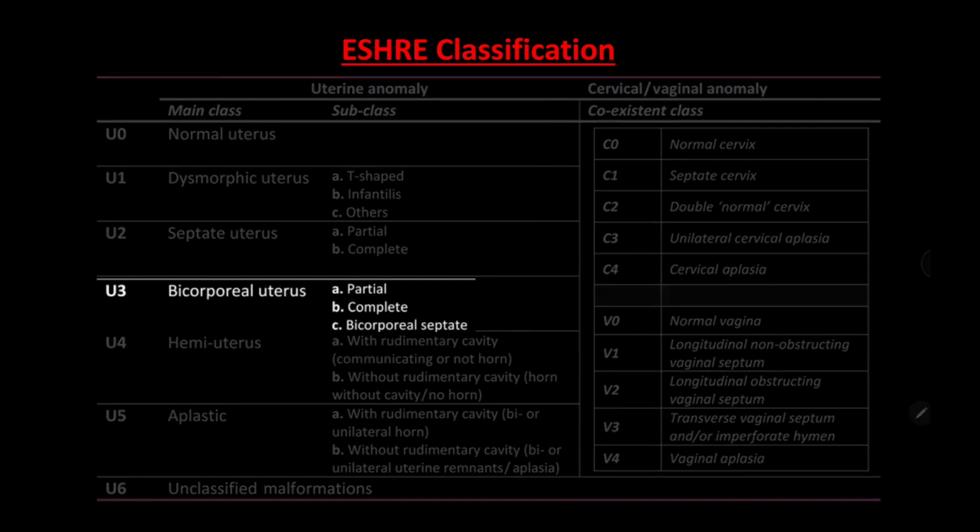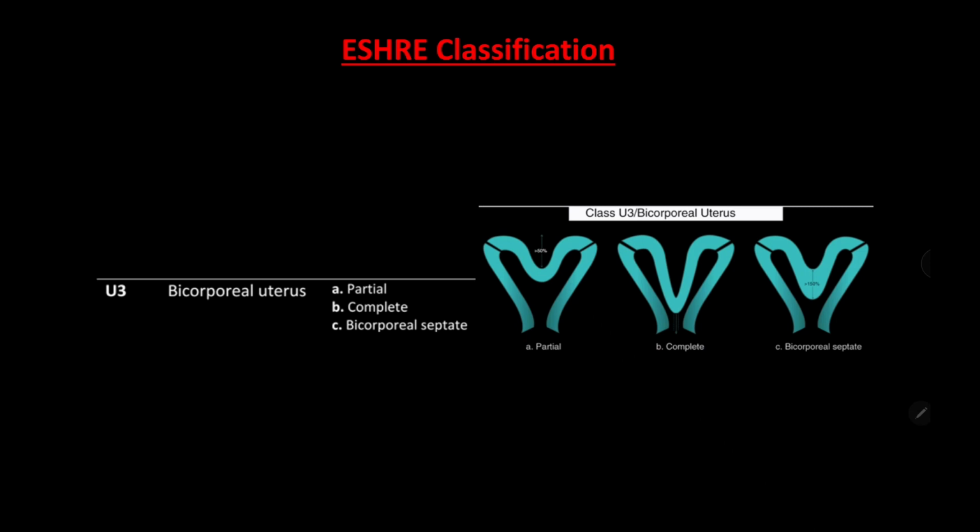And to diagnose bicorporeal uterus, we should have an external indentation, and this external indentation should be greater than 50% of the uterine wall thickness. And what you have to remember is that this external fundal indentation sometimes can completely divide the uterine corpus, in some cases including the cervix and the vagina.